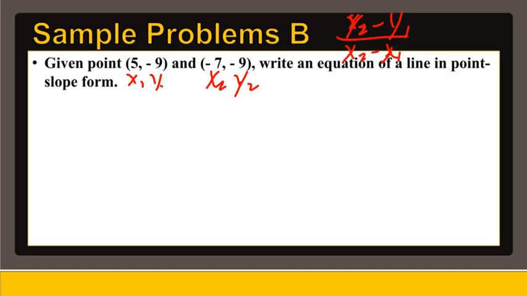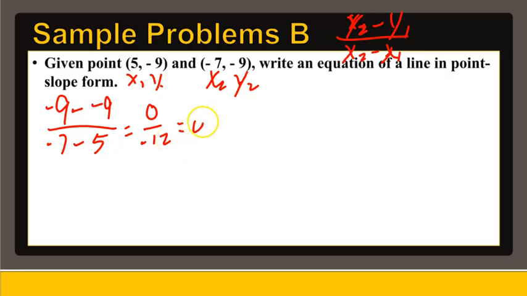So now if I find the slope, my y2 is negative 9, minus my y1, which is negative 9, divided by my x2, which is negative 7, minus my x1, which is 5. Negative 9 minus negative 9 is 0. Negative 7 minus 5 is negative 12. 0 divided by negative 12 is 0. So I don't have a slope, or the slope is actually 0.